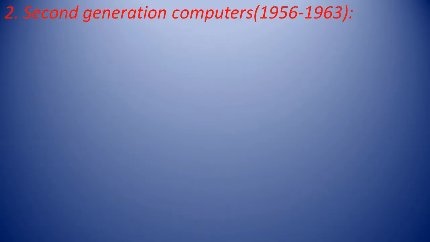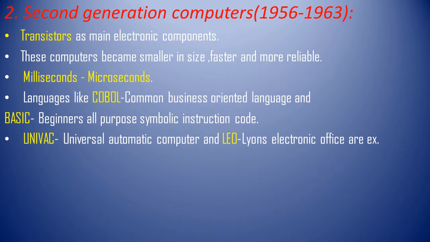Second one is second generation computers from the year 1956 to 1963. Transistors were the main electronic components. These computers became smaller in size, faster and more reliable. The speed of the computers increased from milliseconds to microseconds. Languages like COBOL and BASIC were also developed.